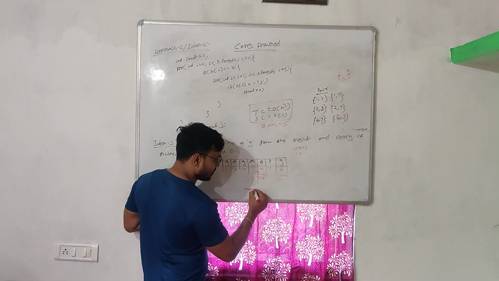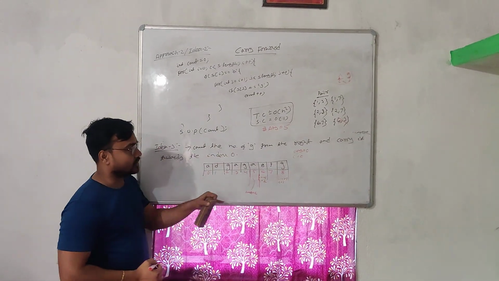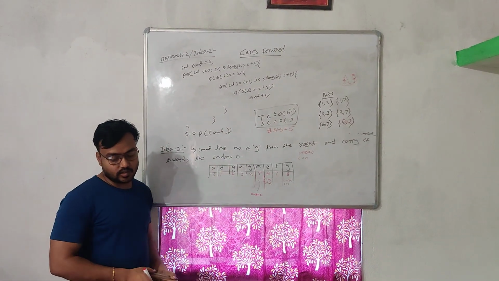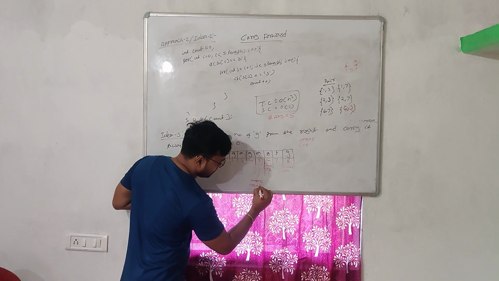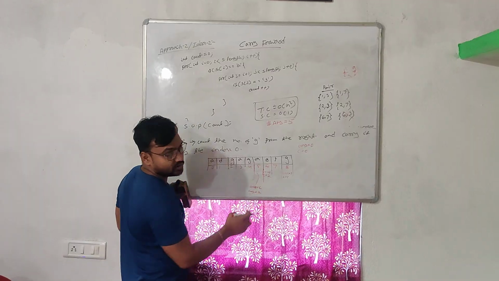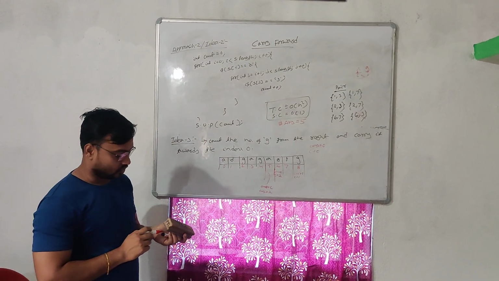Answer plus equals to C. So whatever the value will be in answer, that will be added with the value C. So answer becomes 2 now, because answer was 0, added with C, that becomes 2.